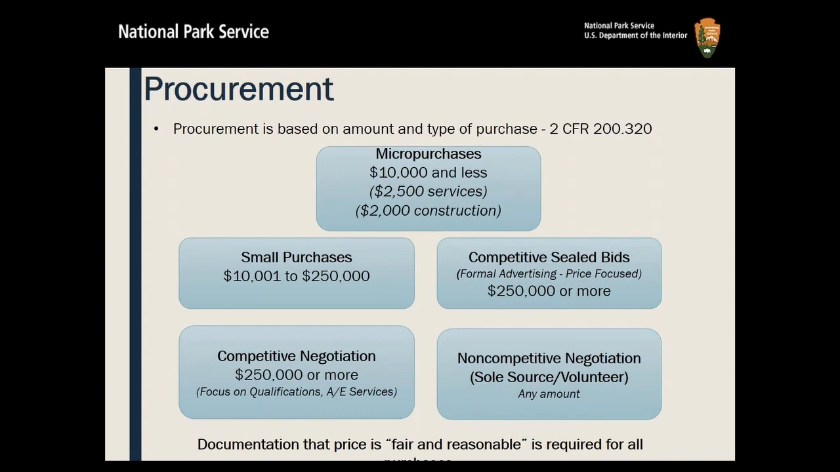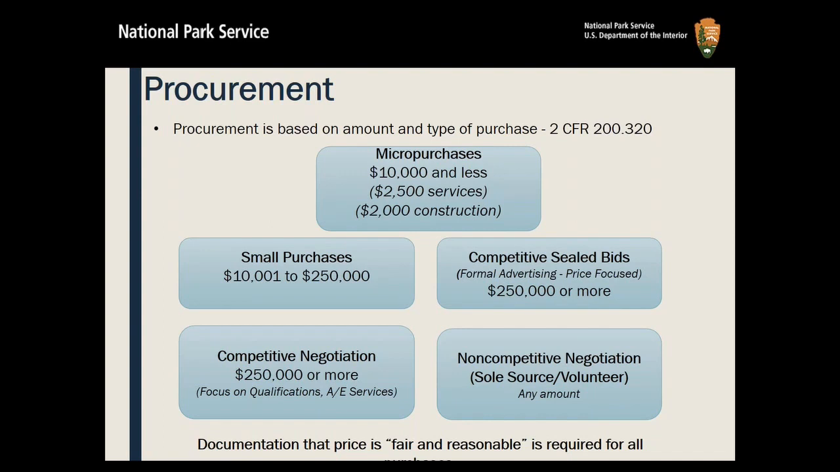However, with competitive negotiation, which is also for $250,000 or more, these do not have to be formally advertised. You do still have to call around and get a decent number of bids, but here you are basing your selection on qualifications. And this is the type of procurement that is usually used for A&E services.